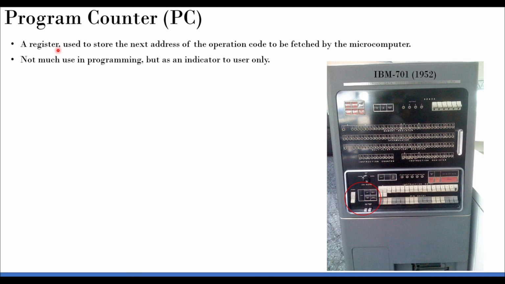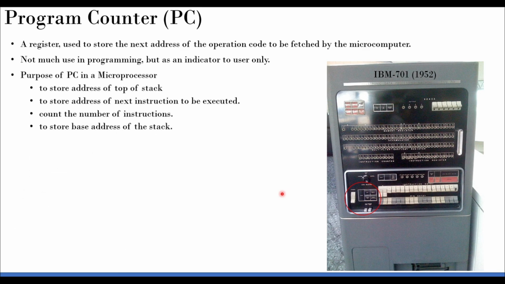Okay, so not much use in programming actually, because while you write C or assembly language programs, there is no explicit control on the program counter because it is decided by the control unit, and it is just like an indicator, just like this here. You will come to know the value of the program counter mechanically here, for example. Okay, but that's not the case. Ours is digital.